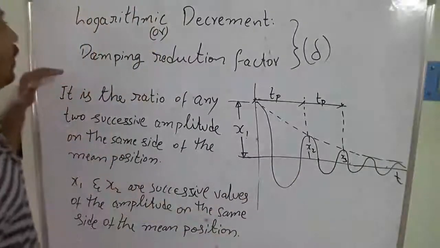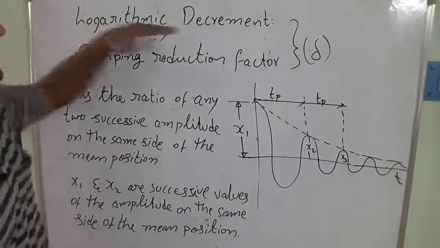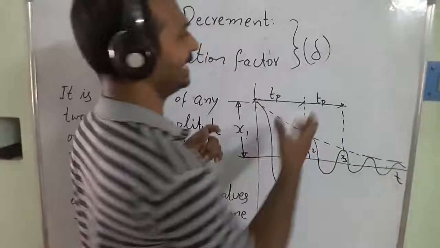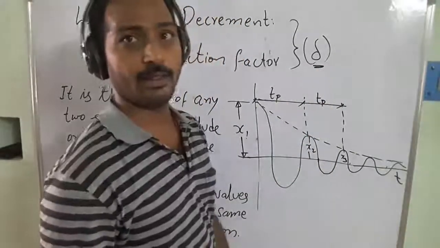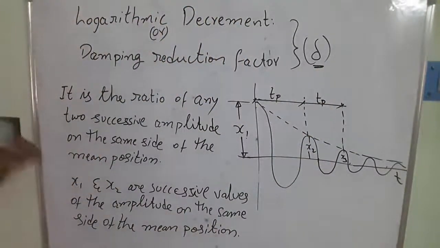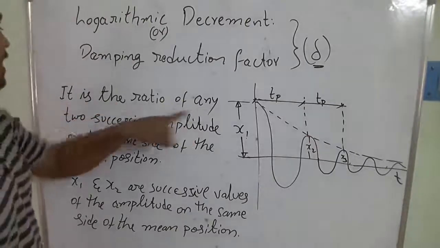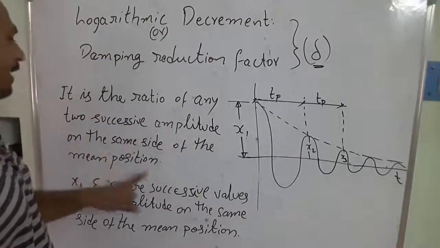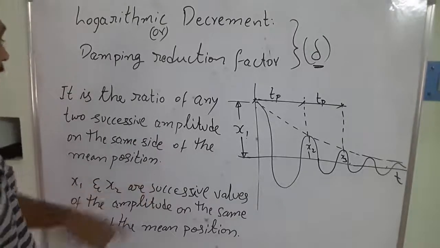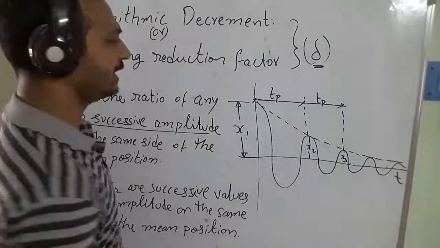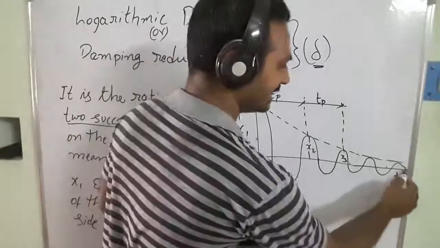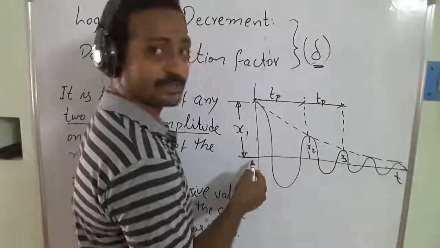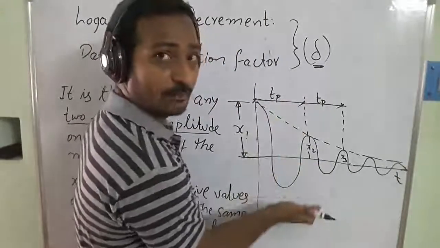So what is the definition of this logarithmic decrement? It is indicated by the letter delta. The definition is: it is the ratio of any two successive amplitudes on the same side of the mean position. Here, can you see, I am considering this as the mean position of the vibrating system, with the above as well as the below of that one.